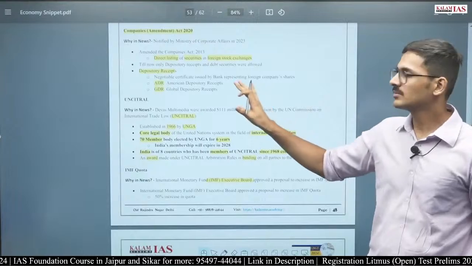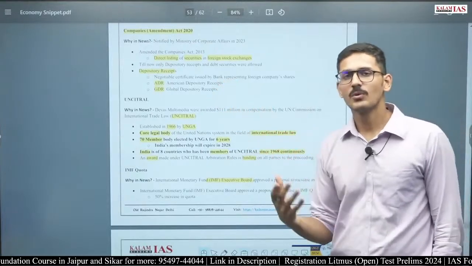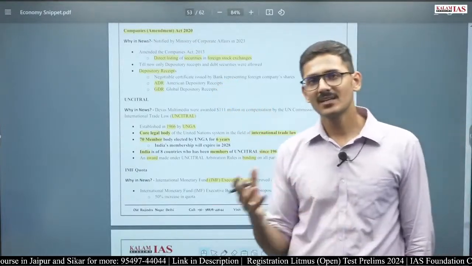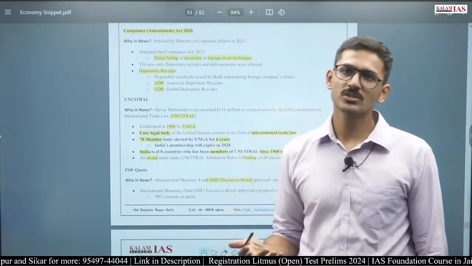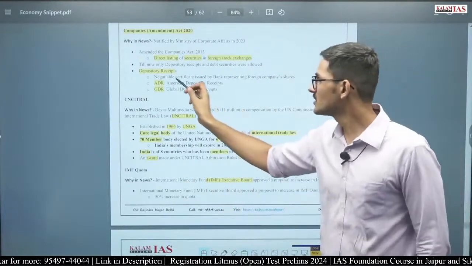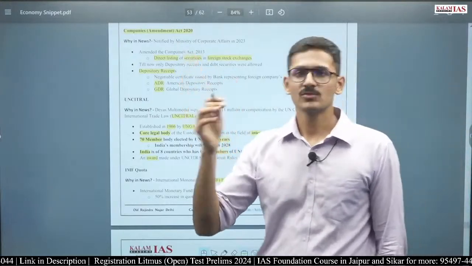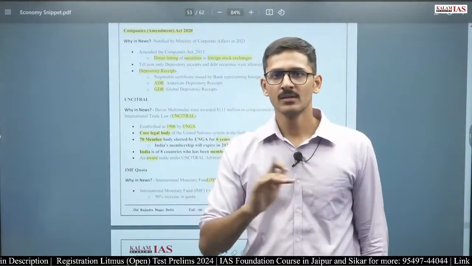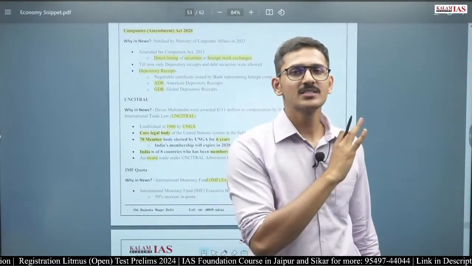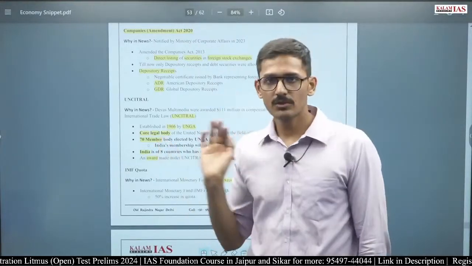Earlier, Indian companies could borrow money or take money from the outside either in the form of debt or depository receipts. Depository receipts were basically negotiable certificates issued by a bank representing a foreign company. For example, an American bank is issuing Reliance shares in America and saying these are depository receipts they have issued, and that money will be given to Reliance Industries.